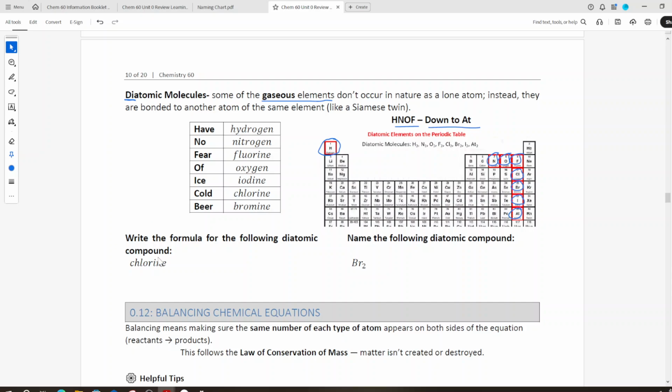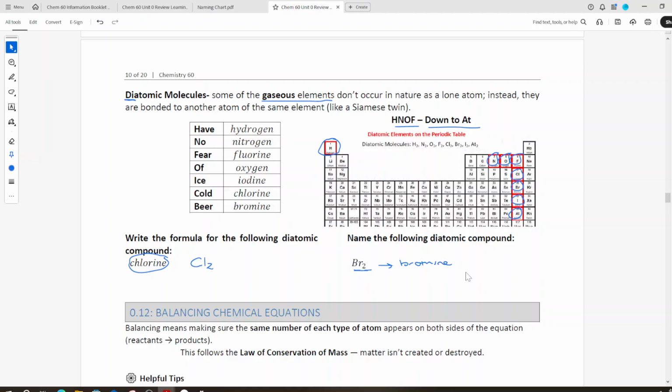So for example, if I told you to write the compound for the diatomic compound chlorine, because I look at chlorine and I say, oh, it's one of my diatomics, you would write it as Cl2. Bromine, this is a diatomic, it's written as a diatomic. Now the naming, you simply just write bromine. There's nothing fancy. So when you're having a reaction, sometimes you will have a single element in your reaction, and just be careful if it is one of your diatomics.